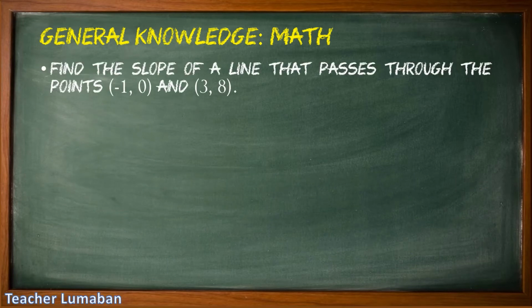Find the slope of a line that passes through the points (-1, 0) and (3, 8). Letter A, 2. Letter B, 4. Letter C, 6. Letter D, 8.